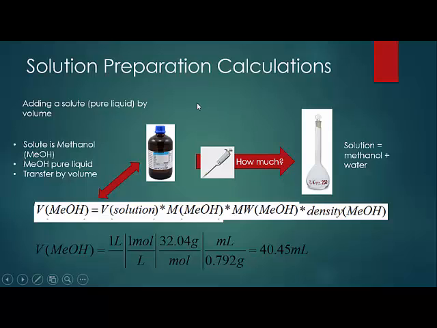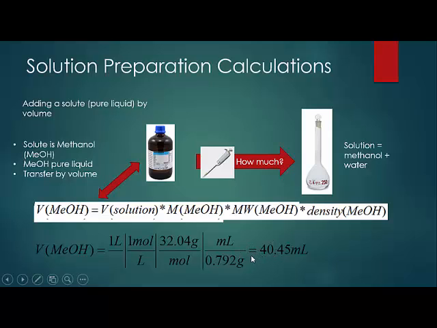I'm going to jump over to the website. I'm going to enter in some numbers here. Volume. I'm going to make a 1 liter solution, or 1000 ml solution. That's 1 mole per liter in methanol. So multiply that by the molecular weight and then by the density. And the density, I've looked it up on Wikipedia, 1 mL delivers 0.792 grams of it. And I'm going to get 40.45.